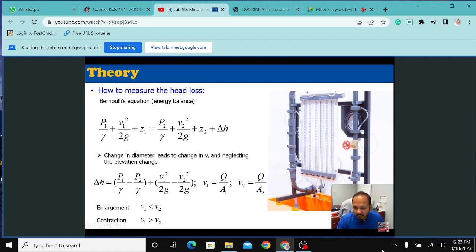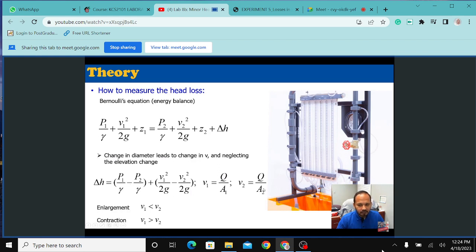Now for a section like this, this is the original diameter of the pipe and this is thicker, so there is an enlargement. And if there is an enlargement, there will be a change in velocity. Then we cannot say V1 equals V2. And if we neglect the elevation, we can write del H as the pressure difference plus the kinematic pressure difference. And how can we find V1 and V2?